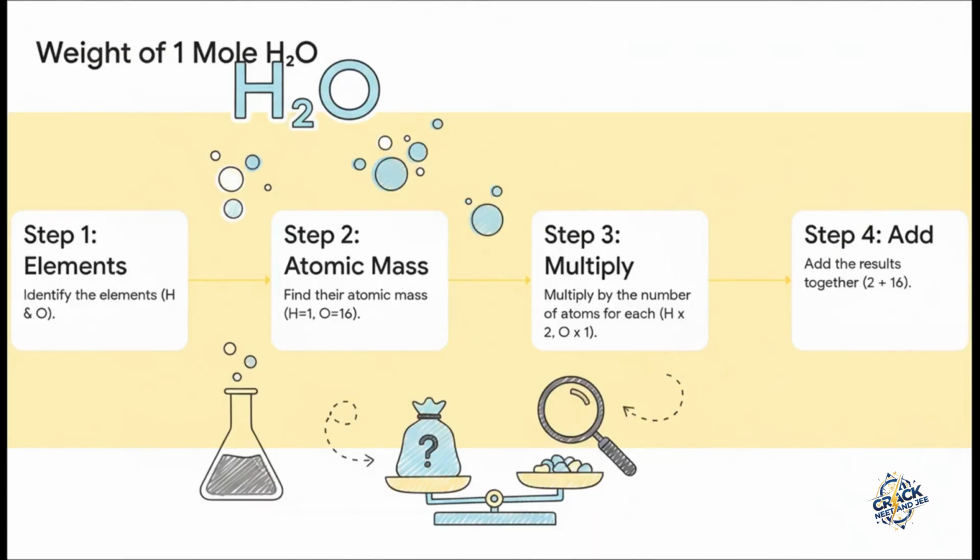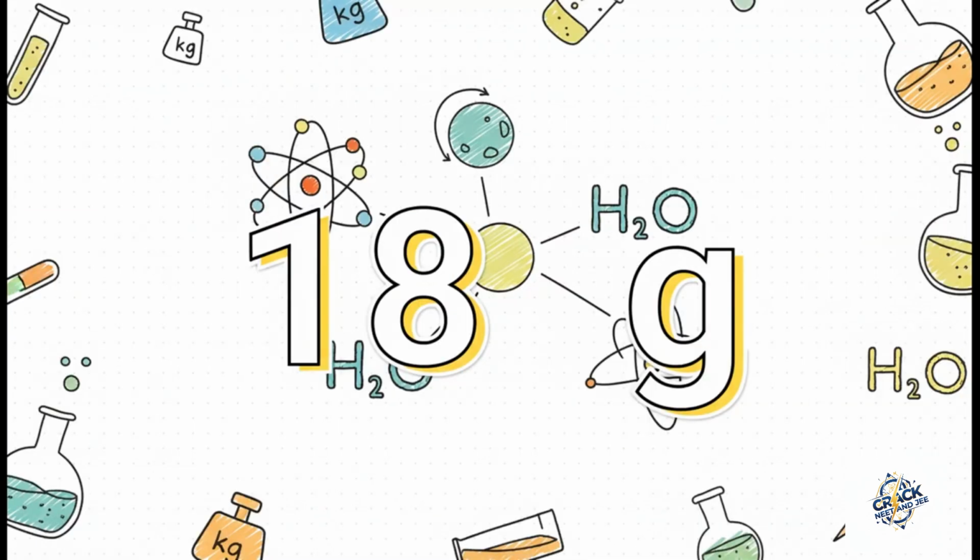We can figure this out using a tool that every chemist has on their wall, the periodic table. Let's use water, H2O, as our example. So we've got 2 hydrogen atoms and 1 oxygen atom. All we have to do is look up their atomic masses on the table, multiply by how many of each we have, and then just add it all together. For water, that's 2 times the mass of hydrogen, which is about 1, plus 1 times the mass of oxygen, which is 16. And that gives us 18.